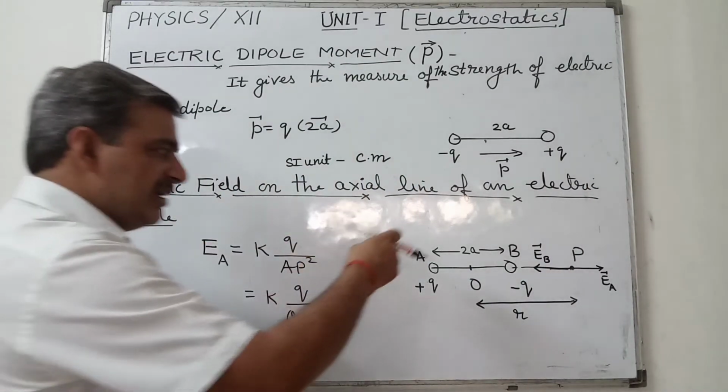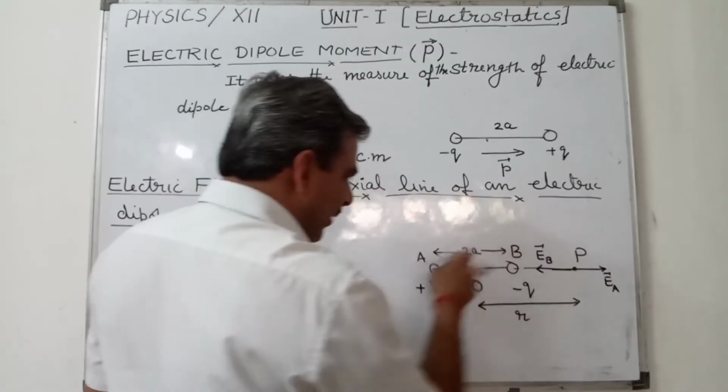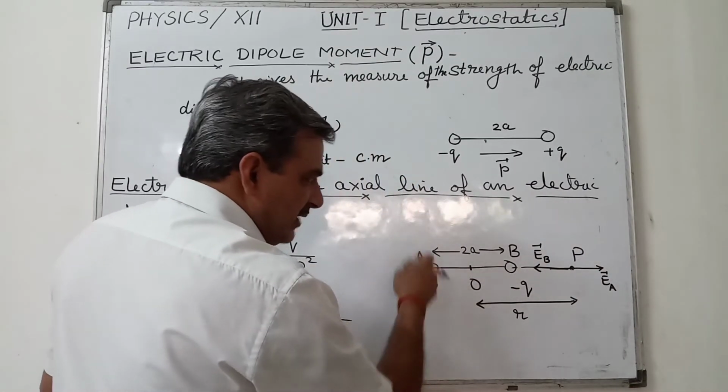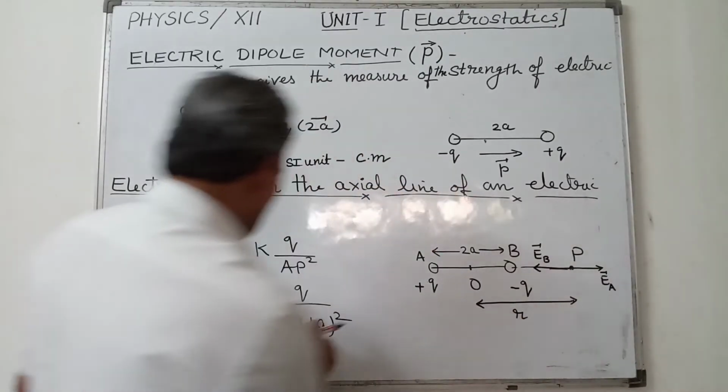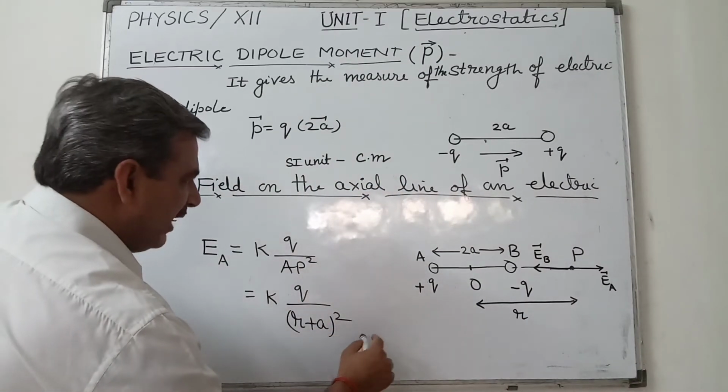Along AP. It is from A to P. Why? Because this is a positive charge, and due to the positive charge, the electric field goes outwards. So the direction is along AP.